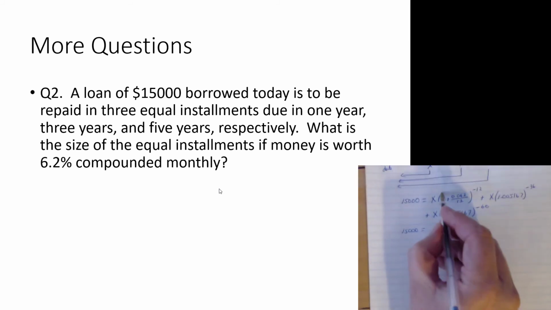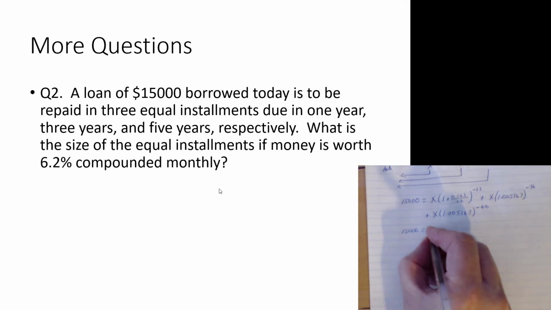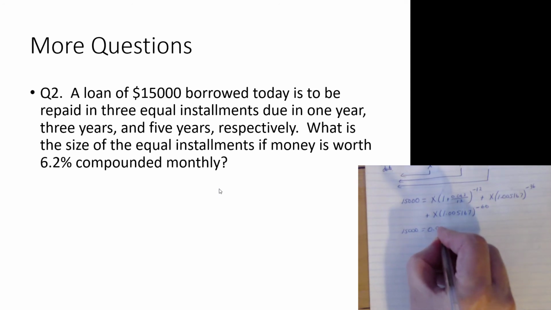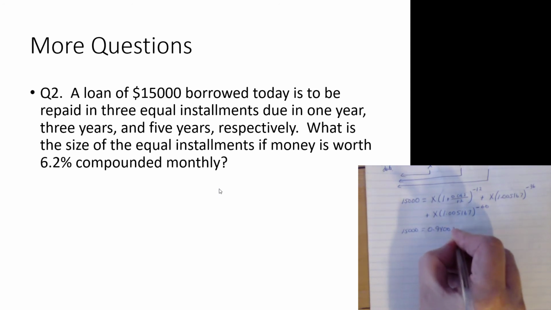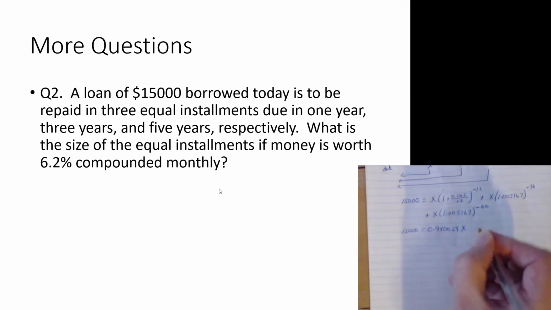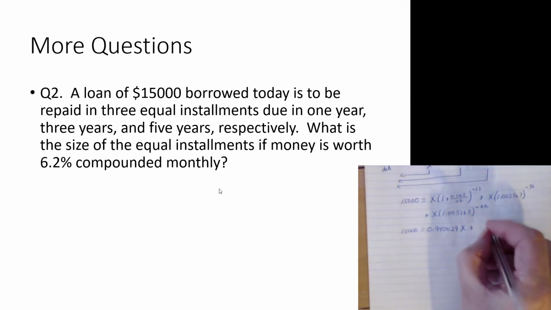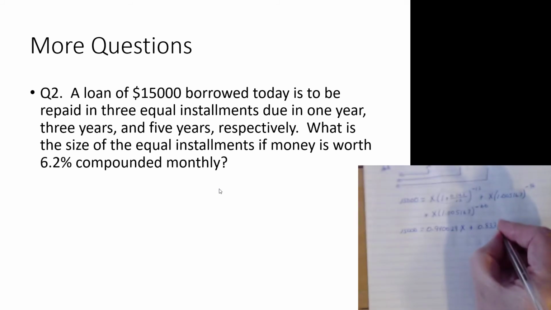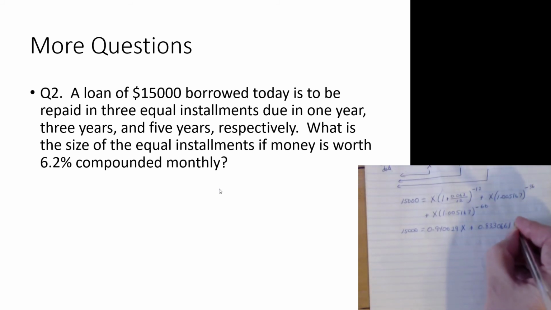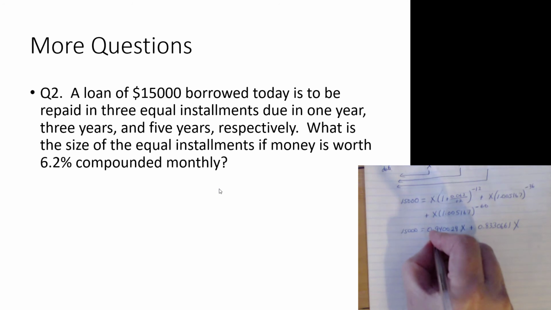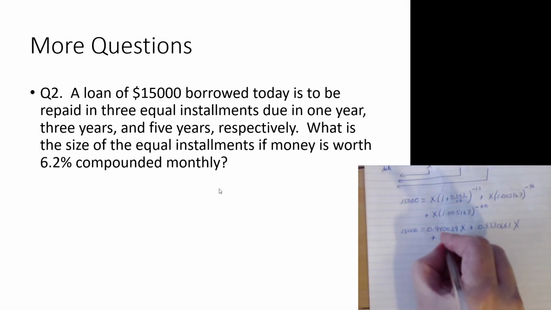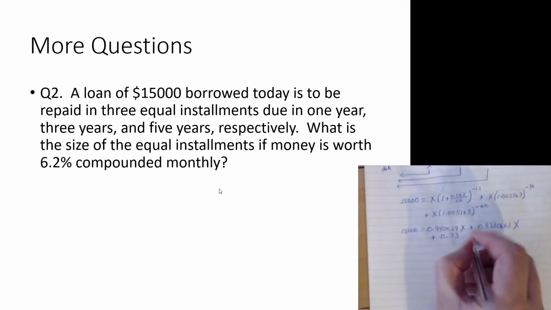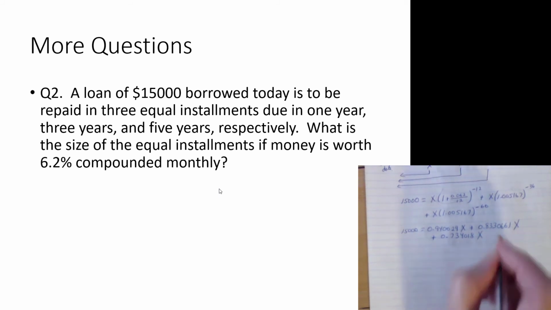And so I do the little bit of math here. And I get 0.940029 times the first X plus 0.83306661 times the second X, and then 0.734018 times the third X.